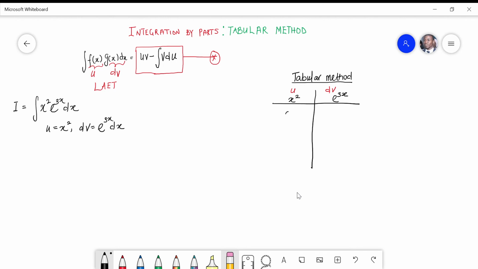So we have 2x, right? And then this is 2, and then this is 0. If you differentiate 0, you're going to have 0, so it doesn't really make sense to continue. Just stop there. And then the next one we're going to do is to integrate this guy here.